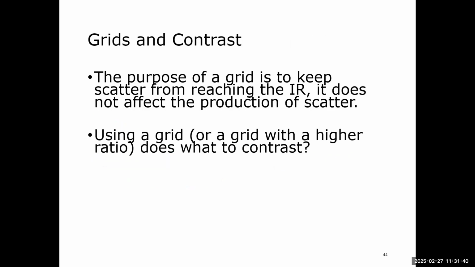So the purpose of the grid is to keep scatter from reaching the IR. It does not affect the production of scatter. Same amount of scatter is going to be produced. It just changes what actually makes it to the IR. So using a grid, or a grid with a higher grid ratio, does what to contrast? It goes up. It improves it. That's really the primary purpose of the grid, to improve the contrast.